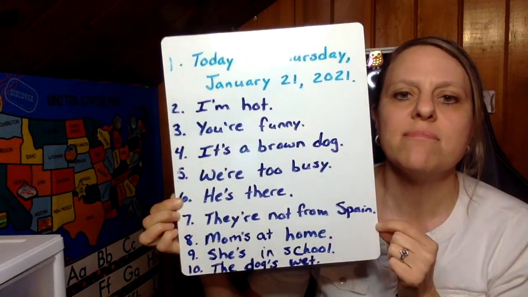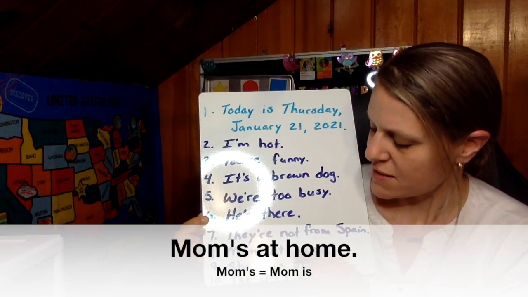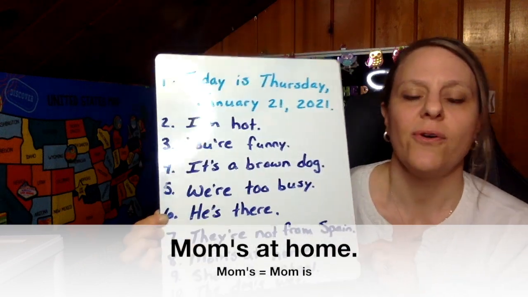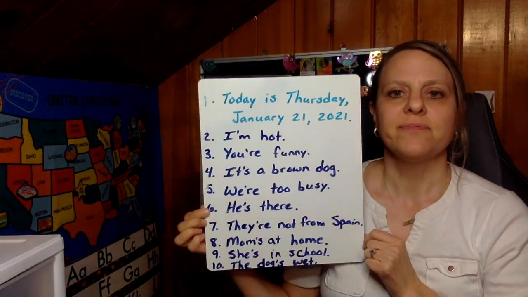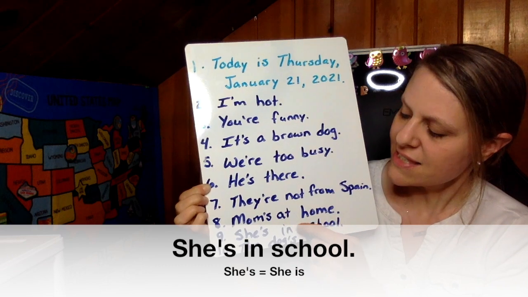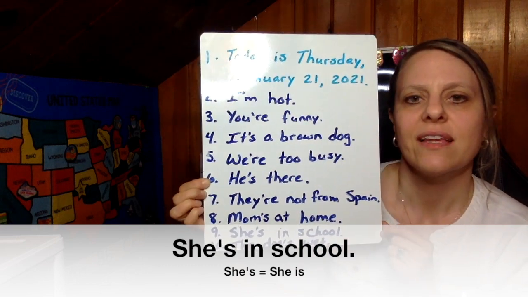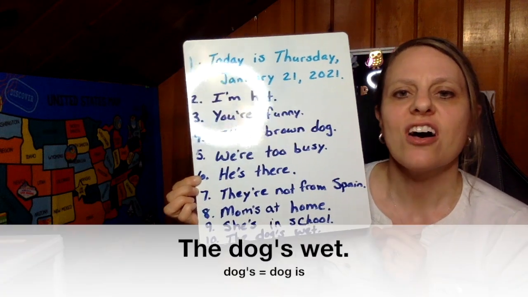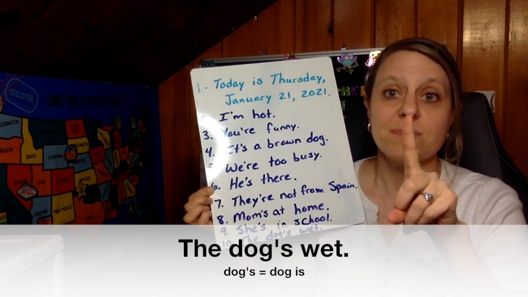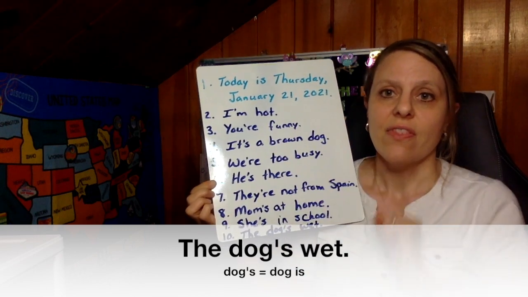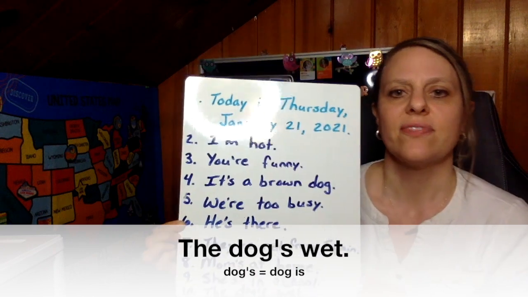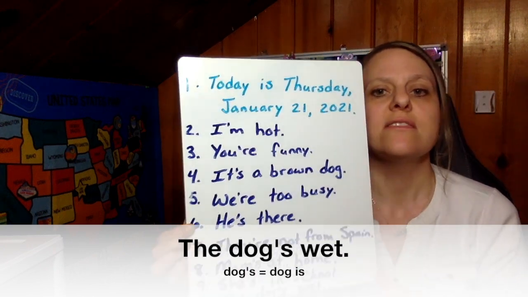Number 8, mom's at home. This gives us mom's location, at home. Mom is at home. Mom's at home. Number 9, she's in school. She is in school. And number 10, the dog's wet. We use the because we're talking about one specific dog. The dog's wet. The dog is wet. So we can use an apostrophe with dog.